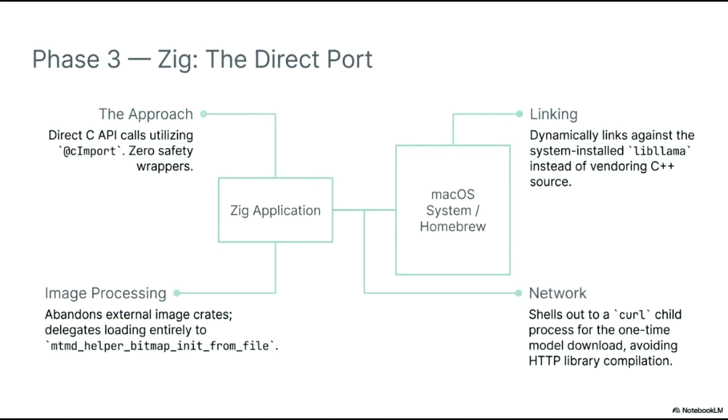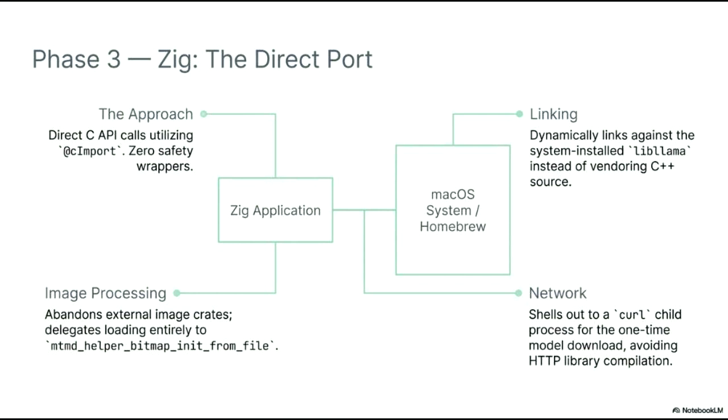Our primary approach focuses on utilizing direct C API calls through @cImport, intentionally bypassing safety wrappers to achieve maximum performance and direct control. A key component of this architecture is how we handle linking. The application dynamically links against the system-installed libllama via Homebrew on macOS, which eliminates the need to vendor or manage complex C++ source code within our own repository.